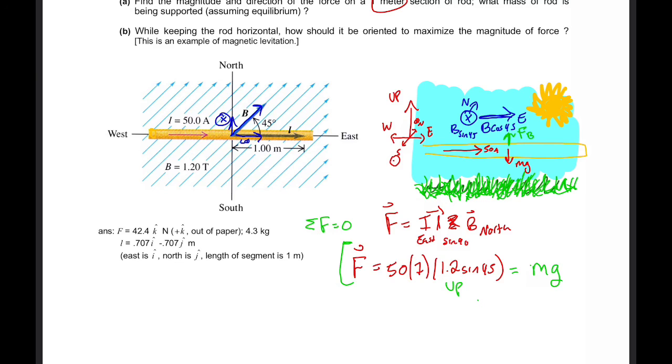Now it says, while keeping the rod horizontal, how can we maximize the force? Well, maybe we could take our rod like this. Instead of only using a component, we can make our cross product use all of it. So what would that look like? Let's orient it like this. Oh no, completely opposite that. There we go. So our I and our B are perpendicular to each other. Good job.